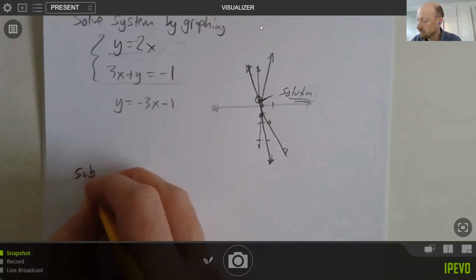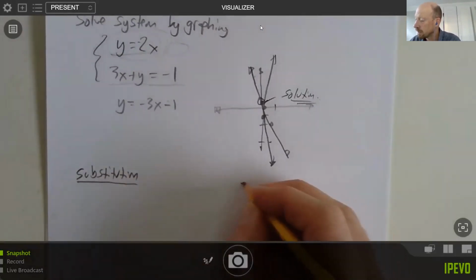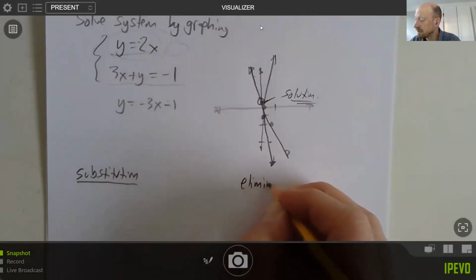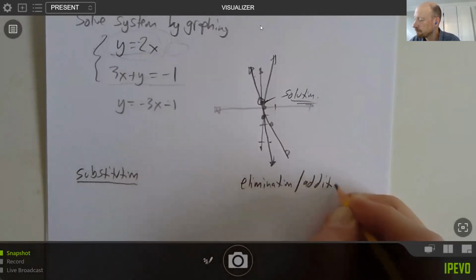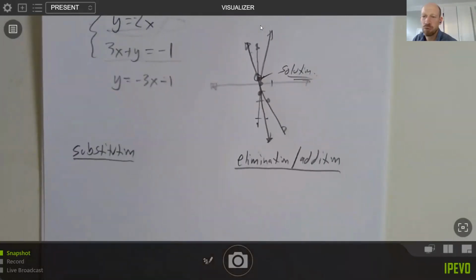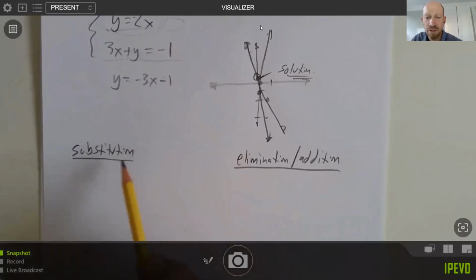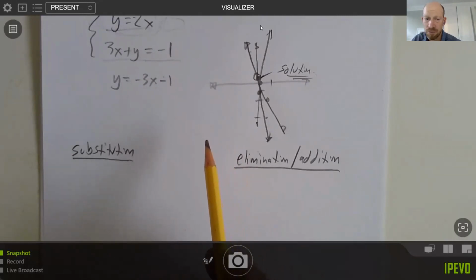And we have two methods: substitution and elimination, which is also called the addition method. So these are two algebraic tools for solving systems. And it turns out with linear systems, either one of these will solve any linear system in two variables. So you really don't need both of them.